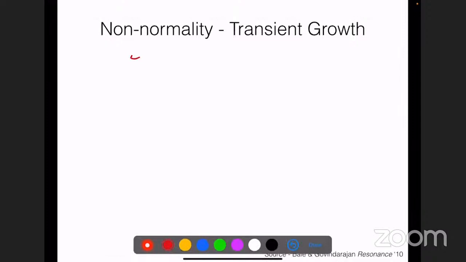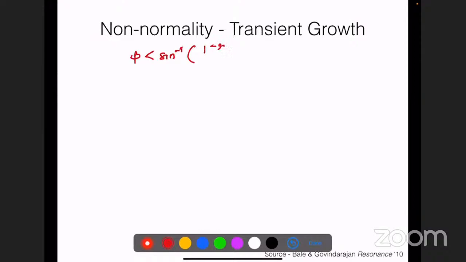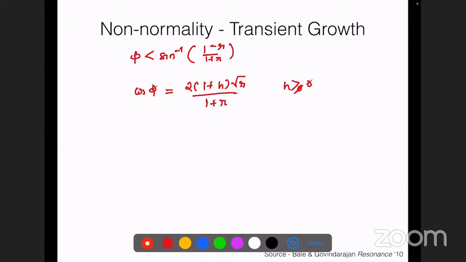So first up condition, I'll get that phi should be less than sine inverse of (1 minus r) by (1 plus r) to get a physical answer. And then I will find that for there to be a growth, the cos phi should be 2 into 1 plus... This is again manipulating with that quadratic equation where h is greater than or equal to 0. Well, not equal to. h is greater than 0. And h plus 1 is less than or equal to (1 plus r) by 2 root r. This is just to make sure that the cosine does not exceed plus 1.